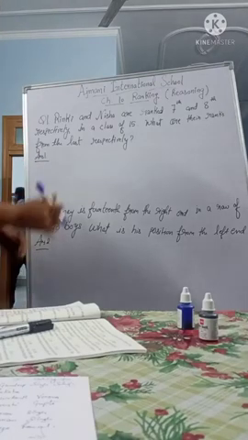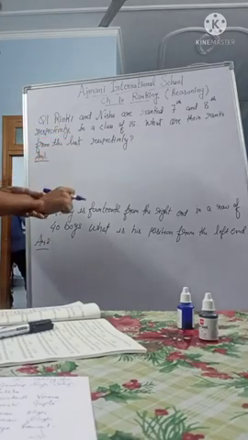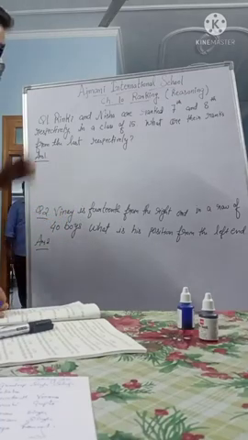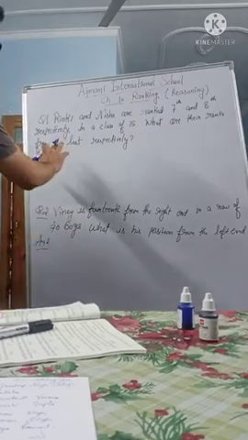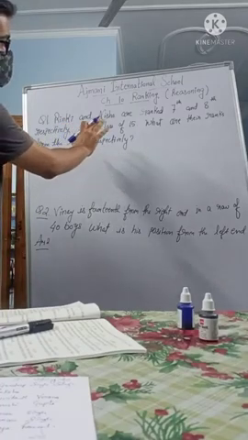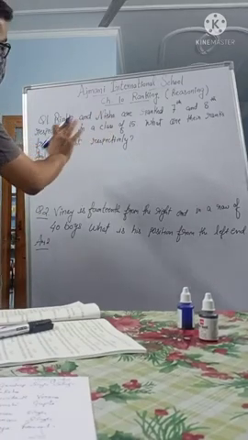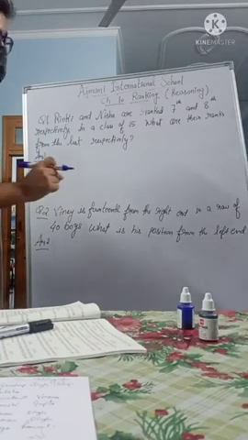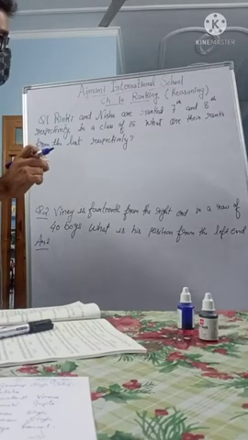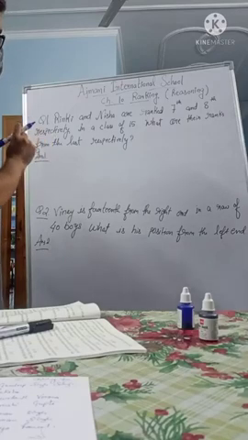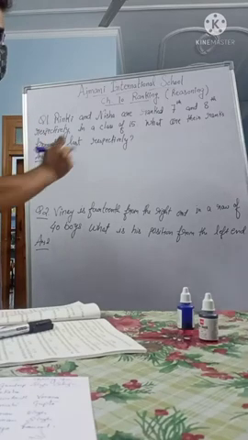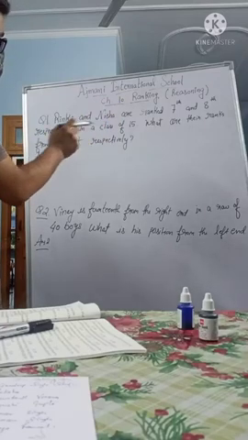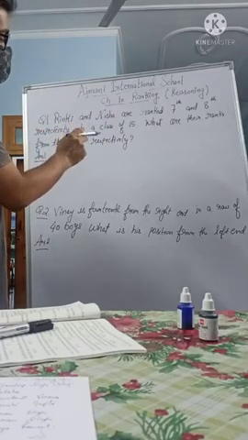Okay, and this chapter is about the ranks and order, like this question: Rinki and Nisha are ranked 7th and 8th respectively in a class of 15. There are 15 students, and Rinki's and Nisha's ranks are 7th and 8th among them. What are their ranks from the last respectively?